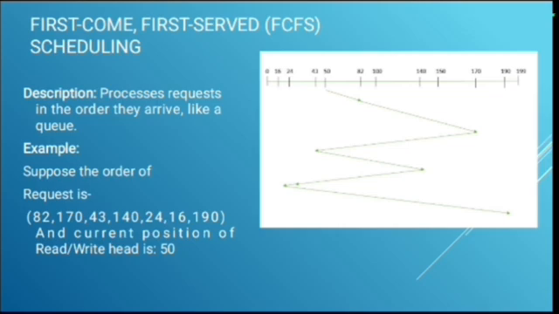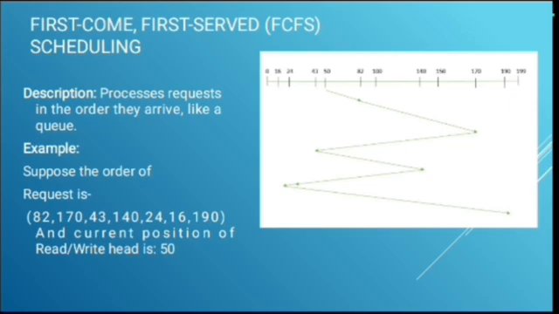Suppose the order of requests are 82, 170, 43, 140, 24, 16, 190 and the current position of the disk head is 50. So now the cylinder size is 200, so it has been split from 0 to 199. So the given requests have been presented from 0 to 199 of the cylinder size.